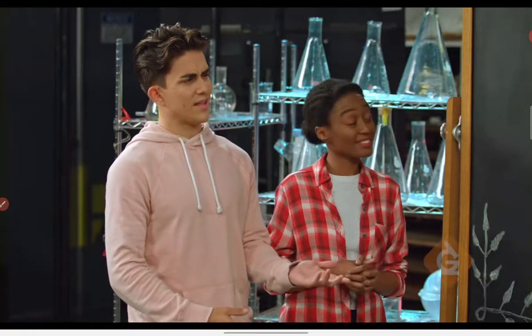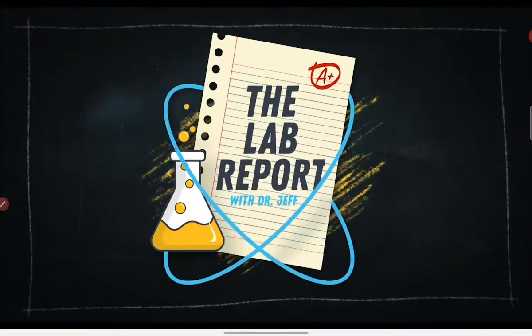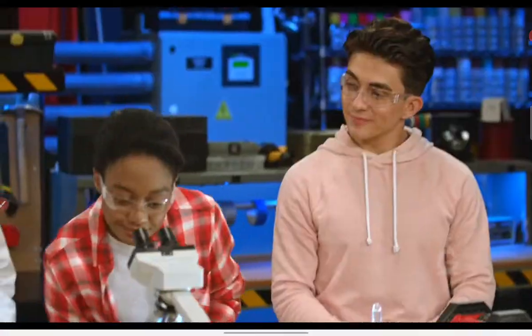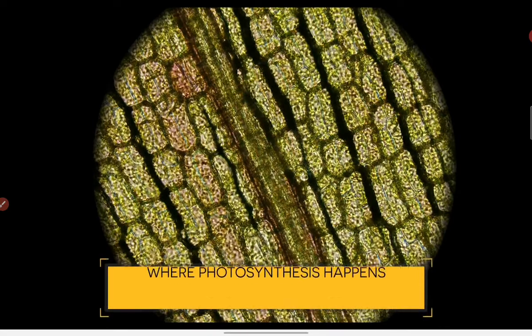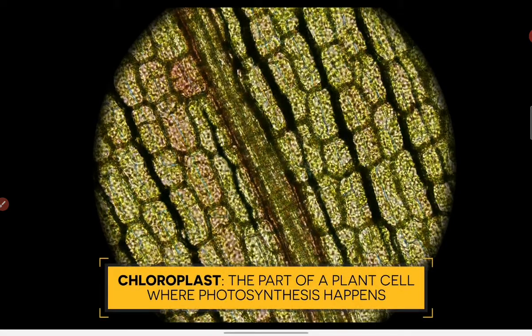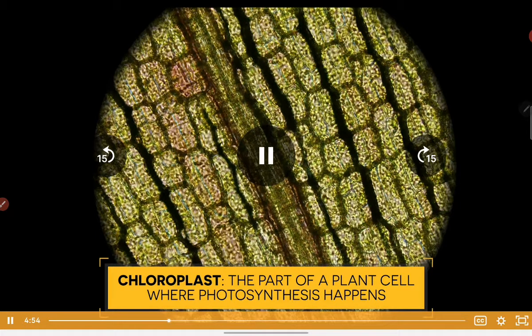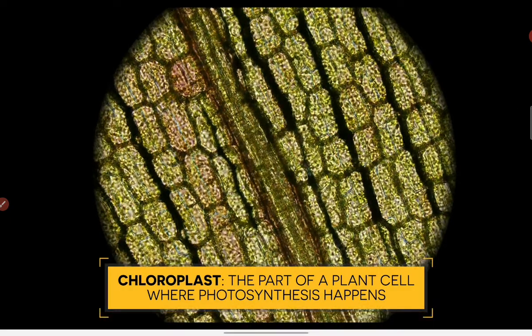Where in the plant does photosynthesis happen? To learn that, let's look in a microscope. Caroline, take a look at these cells from a leaf. What do you notice? They're full of little green balls. Yes, those are called chloroplasts, the part of the plant cell where photosynthesis happens. Remember, one of the main organelles that plant cells have is the chloroplast, where photosynthesis happens. They are green because they have green chlorophyll molecules inside, which are used to absorb sunlight.